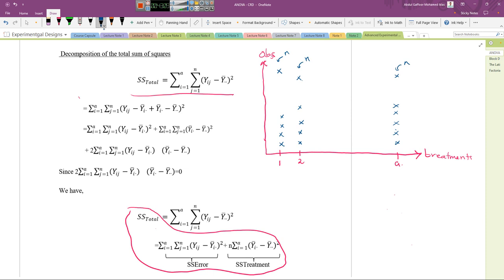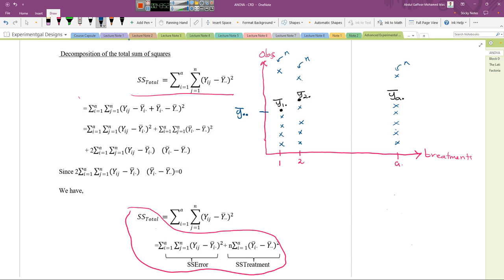Now I can find the mean of the first treatment, second treatment, and similarly for all treatments. Let me use a different color for these. Let's say this is my y1 dot bar, this is my y2 dot bar, and this is my ya dot bar. If I add all these means and divide by a, that will give me my mu, which is y double dot bar.